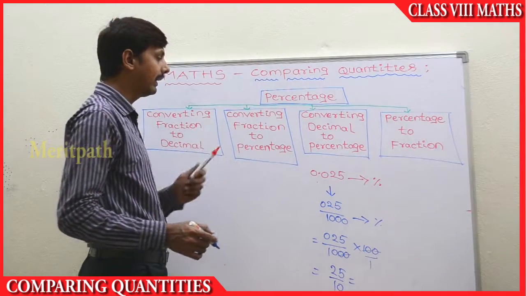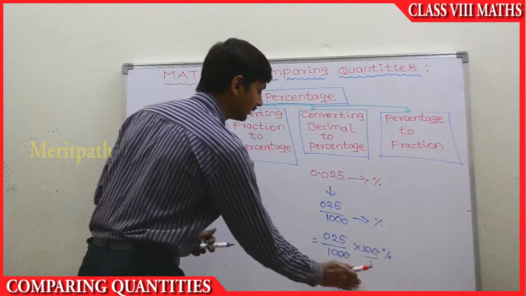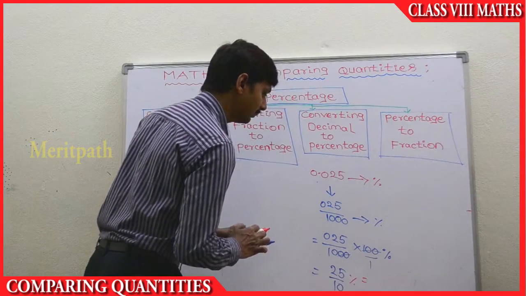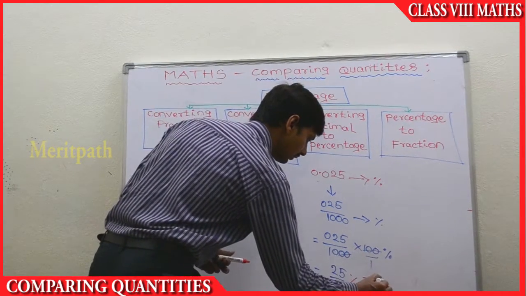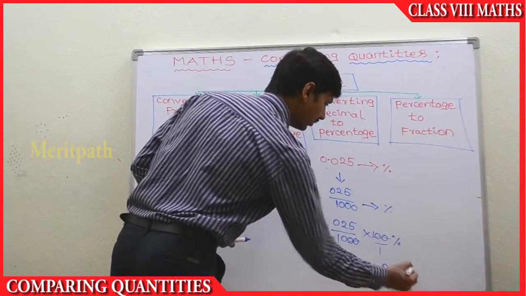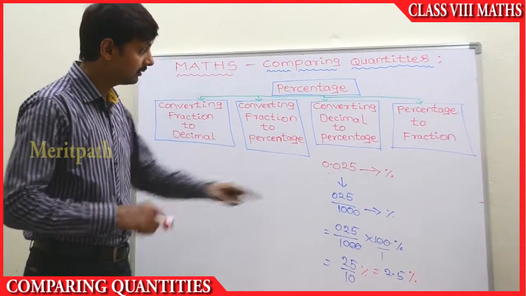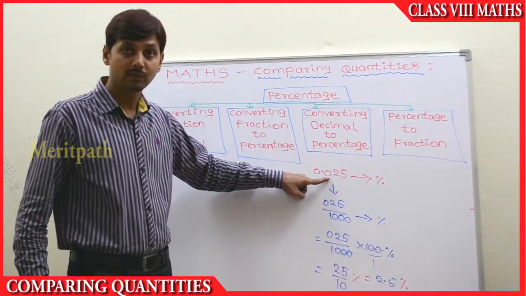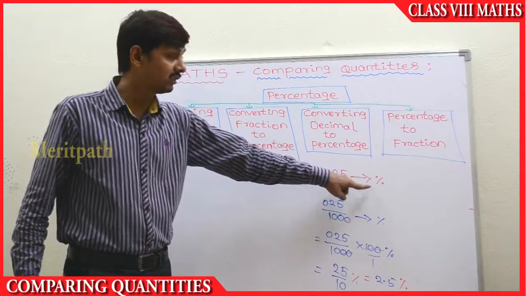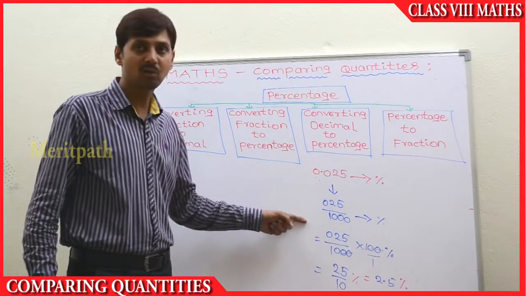Let's change it to a decimal again, because this already becomes a percentage. This is the percentage: 25 by 10% is 2.5, because there is 1 zero. So we get 2.5%. What we have understood here is that when we take this decimal point and multiply by 100, we get 2.5 directly. In this process also we can do it.